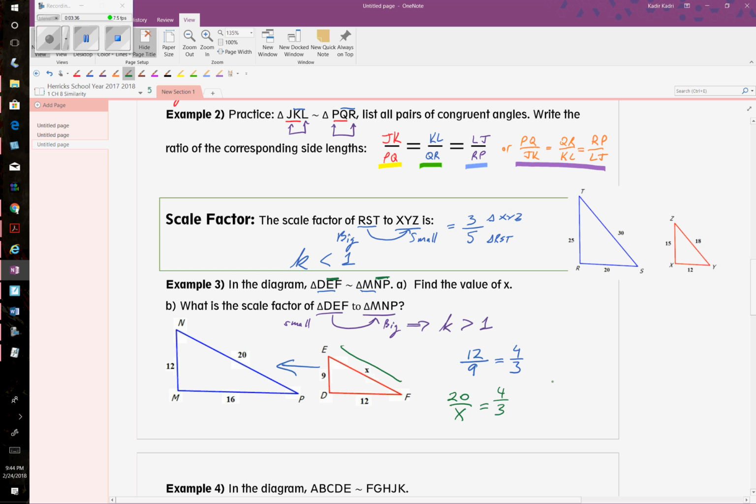So as I'm doing the math, it becomes 60 equals 4x, so x has to be 15. And we have our solution here. Okay, guys, give the rest of the examples a try, and we'll see you soon.